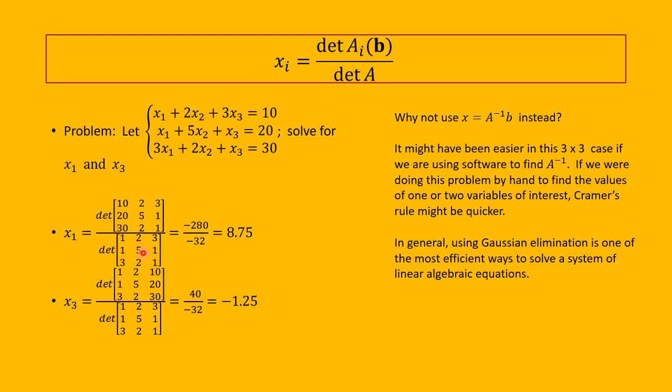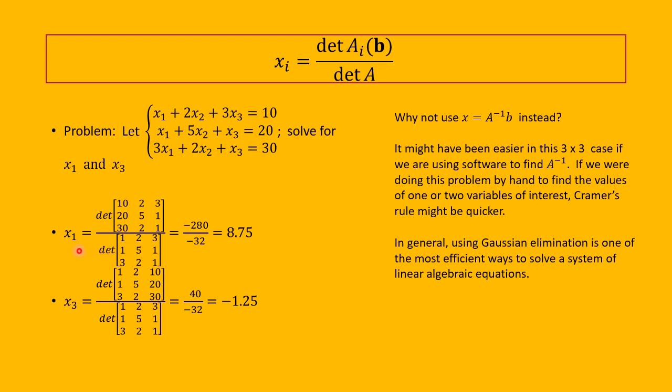First, let's look at the denominator here. This denominator is the determinant of the coefficient matrix for the system of equations. So the first row in this denominator is going to be 1, 2, 3, which we see right here. 1, 5, 1, which we see here. 3, 2, 1, which we have right here.